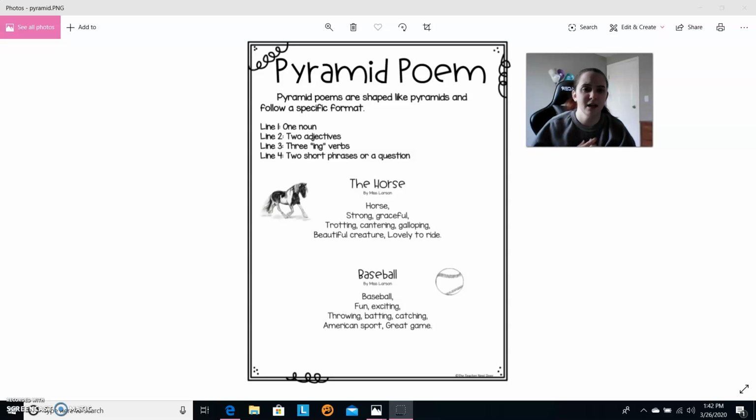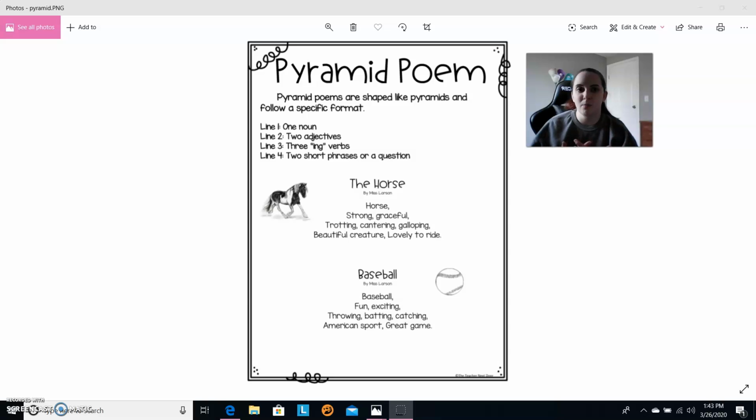I believe it was the Cinquain. Very similar to that, except this one is just formed differently. If you notice, they designed it so it looks like a pyramid. So, horse: strong and graceful, trotting, cantering, galloping, beautiful creature, lovely to ride. Baseball: fun, exciting, throwing, batting, catching, American sport, great game.